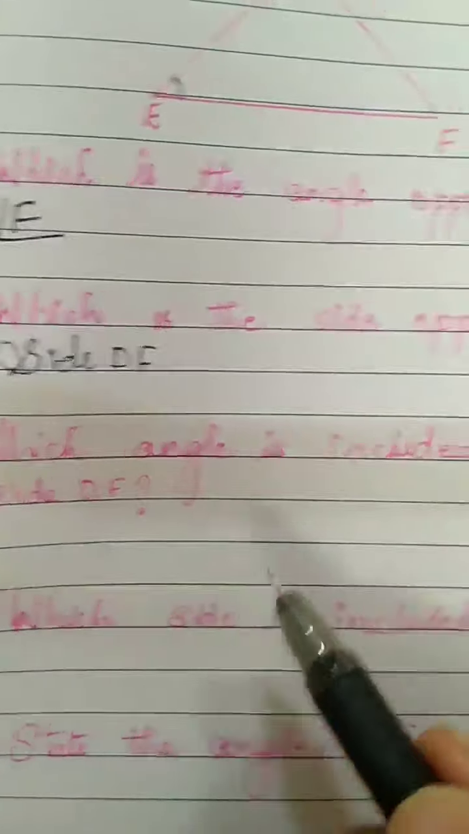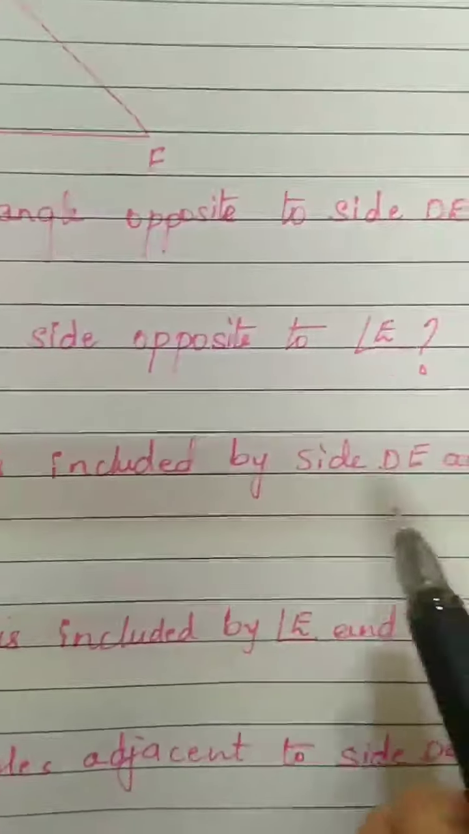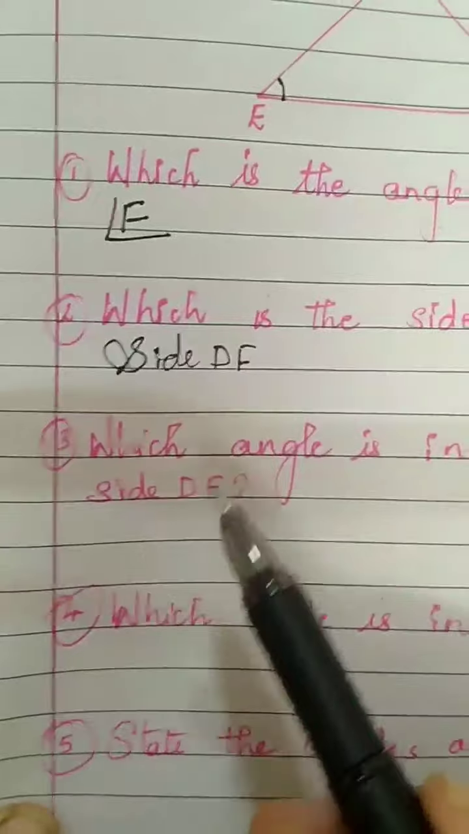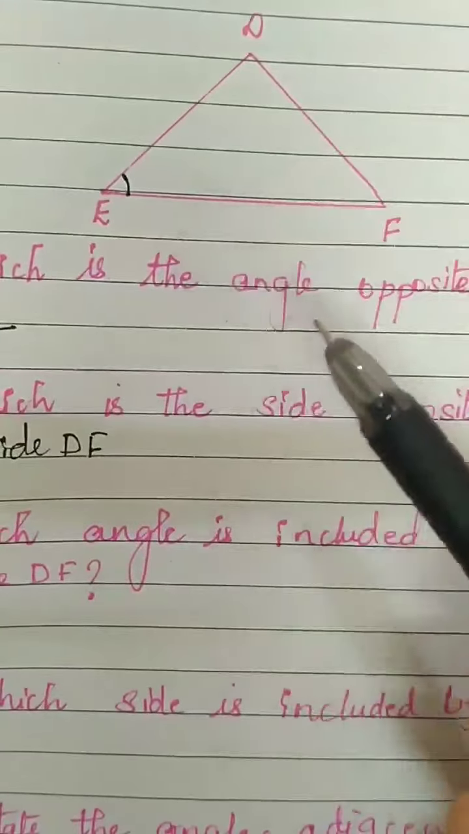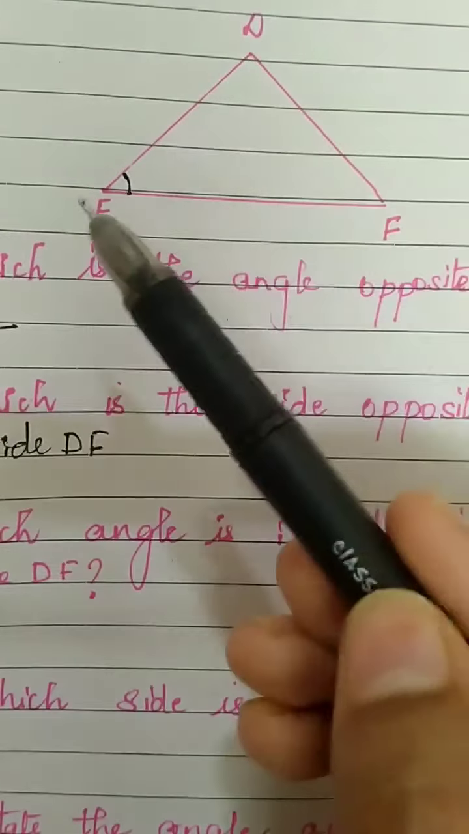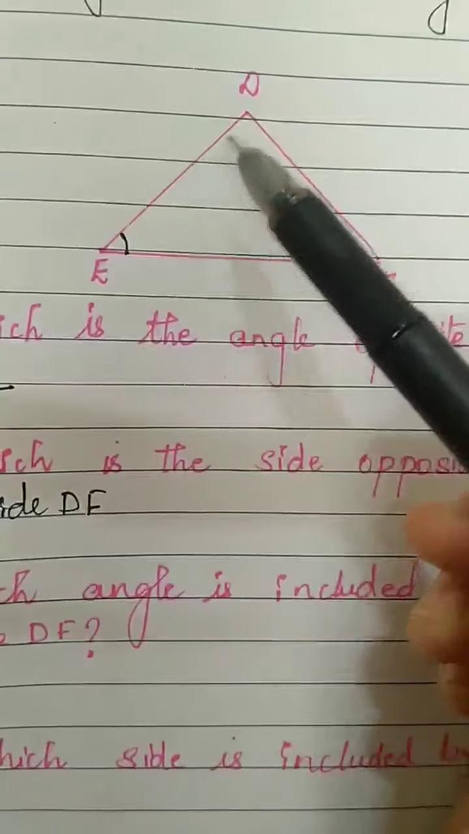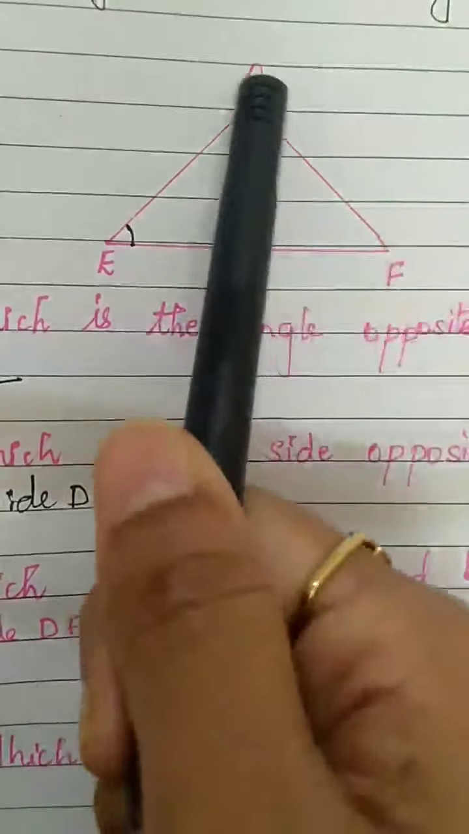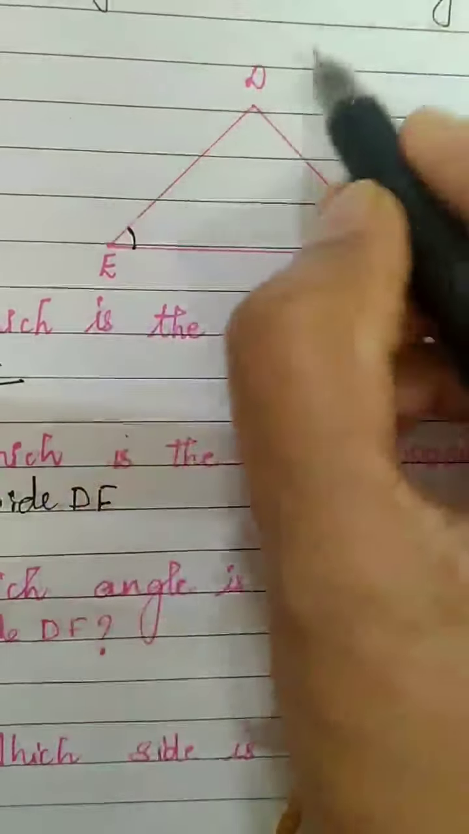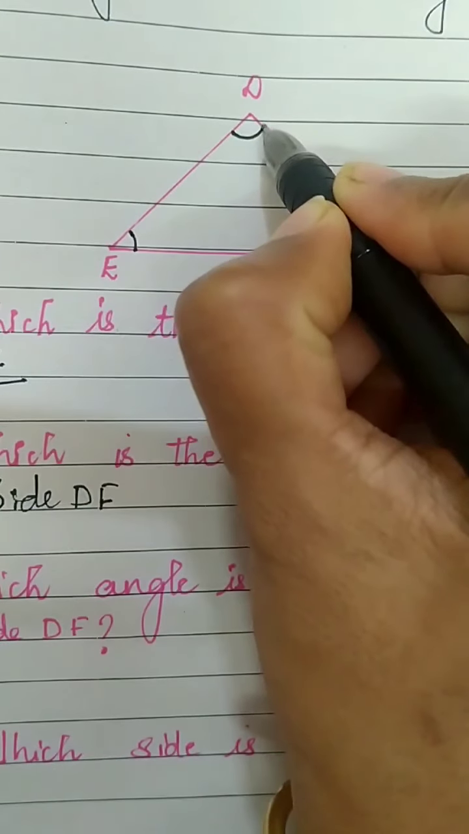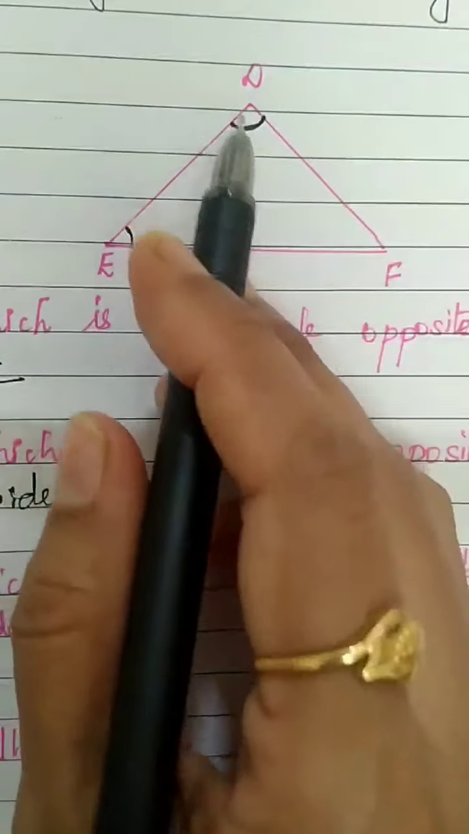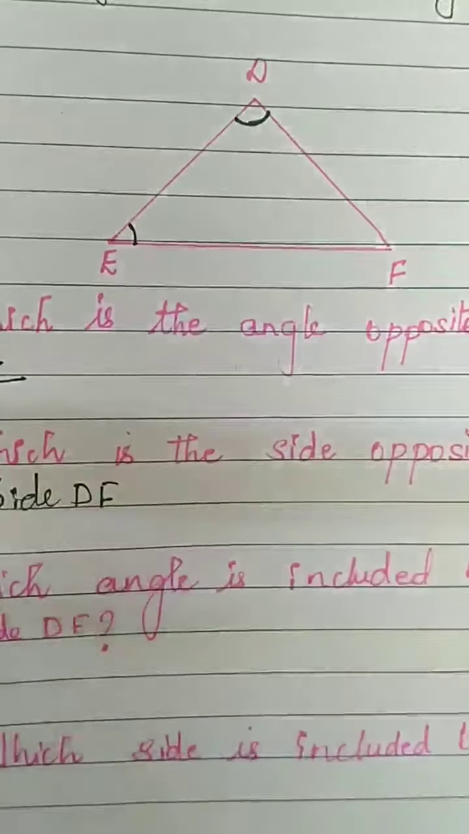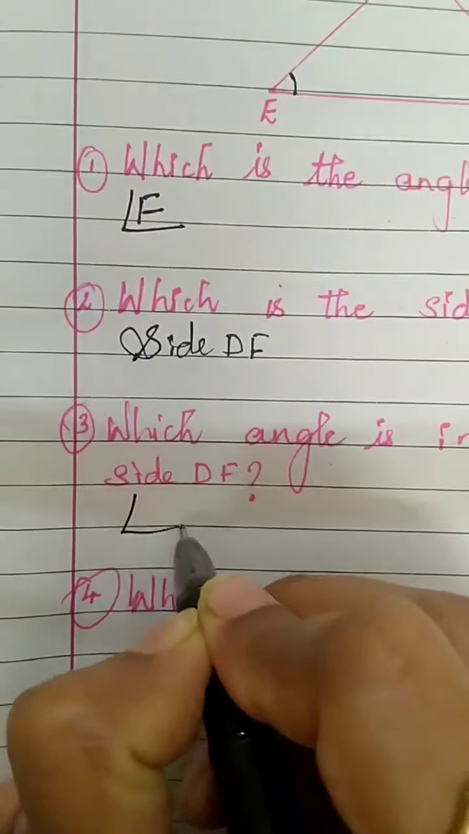Next question, which angle is included by side DE and DF? Included means coming between. This is side DE and this is side DF. Which angle is included? Included angle is this angle. Side DE and side DF, the angle coming in between is angle D. So here you will write angle D.